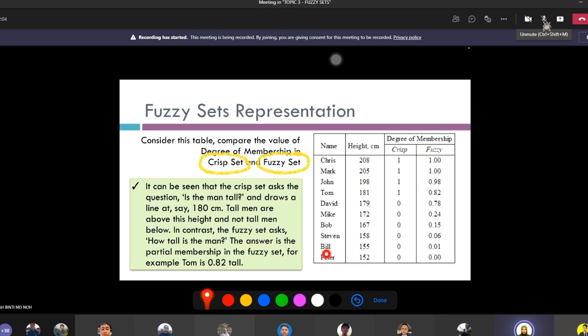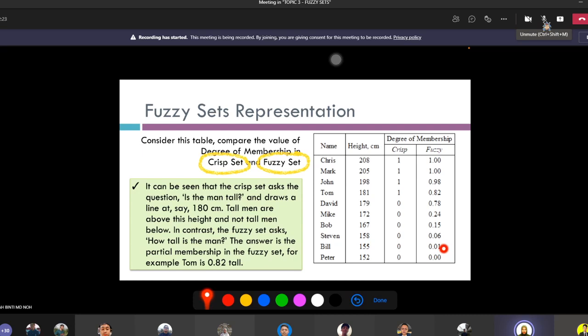Maknanya Peter ni mungkin dia punya boundary dekat sini 154. Kan boundary dia. Less than 154 dia not belong. Okay, so dia dekat situ lah. So dia 155, dia ada lagi degree of membership tapi very low. Maknanya it slightly belongs to tall.